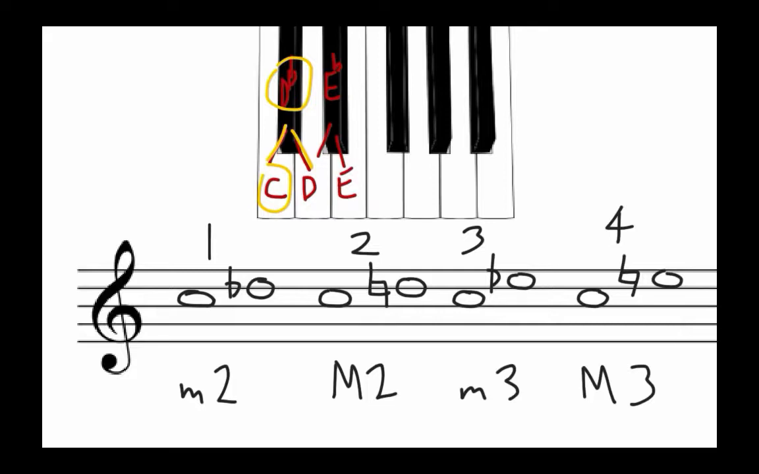I'm going to label F, G, A, and B here, and show you some other examples. For instance, G up to this black key, A flat, would be a minor second. G up to this black key, B flat, would be a minor third. G up to this B would be a major third. And G up to this A would be a major second. So we have these intervals elsewhere.